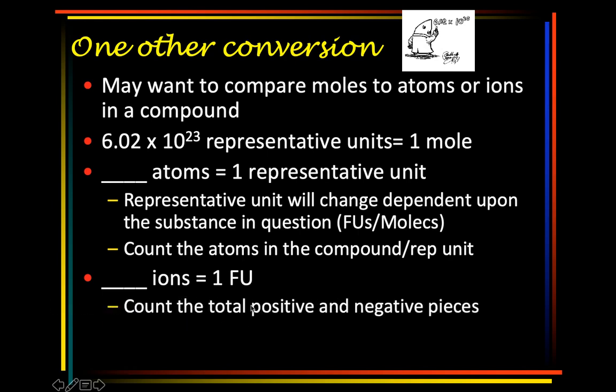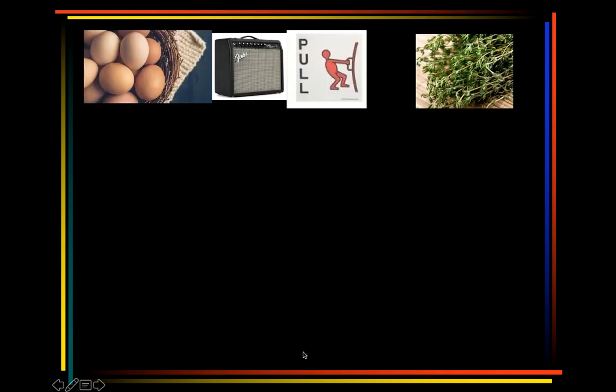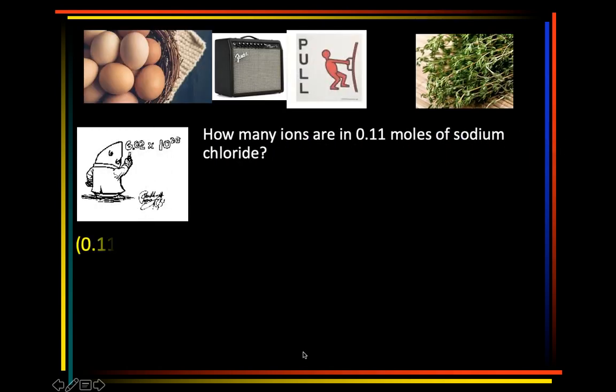So you count the total positive pieces, the total negative pieces. So it's not counting up all the atoms, just how many positive ions are there, how many negative ions are there. So for example, how many ions are in 0.11 moles of sodium chloride? All right, example time. Let's try that problem out. So first of all, I start with my given, like always, 0.11 moles of NaCl. But this time the problem wants to know ions. Well, here's the tricky part though.